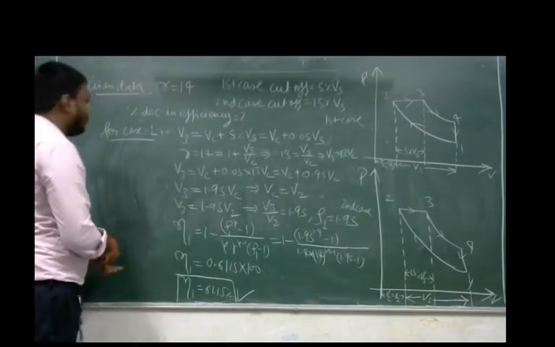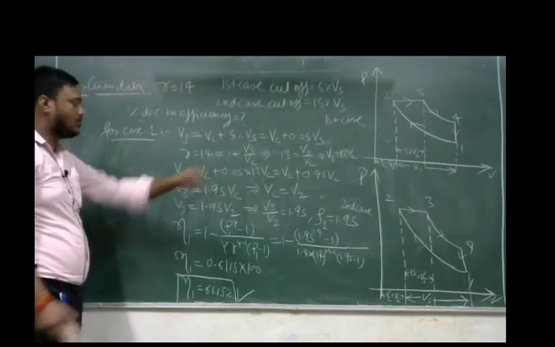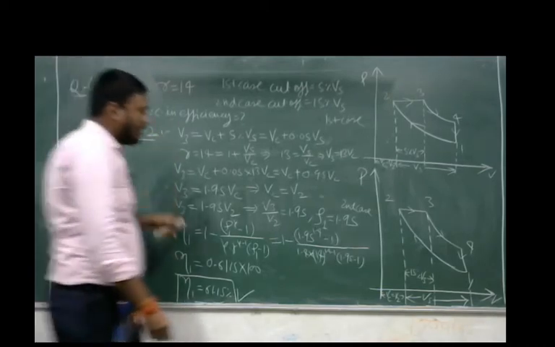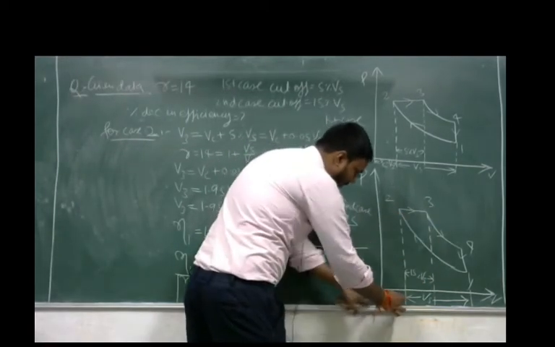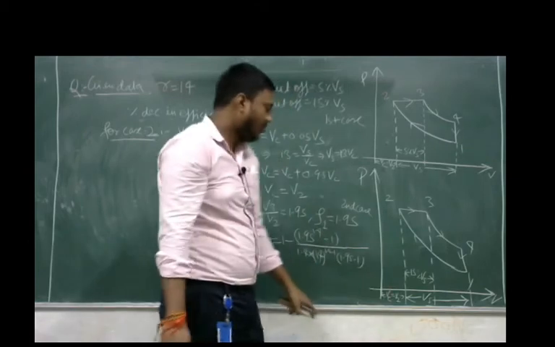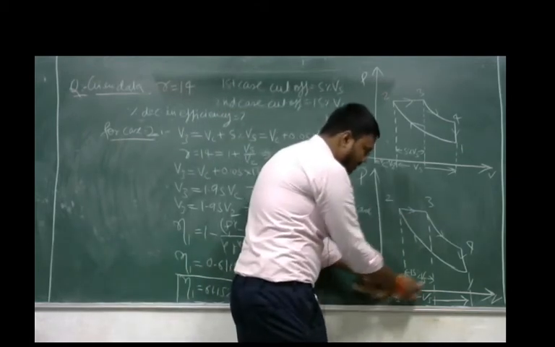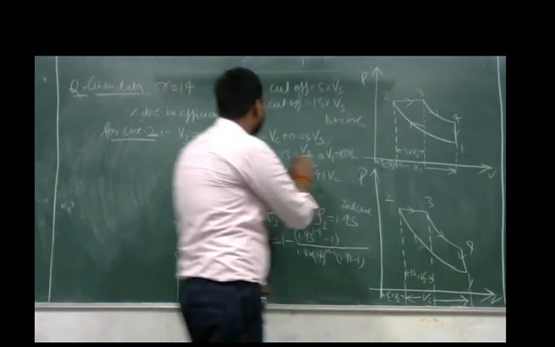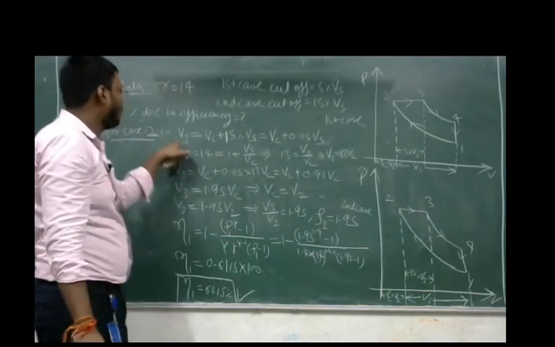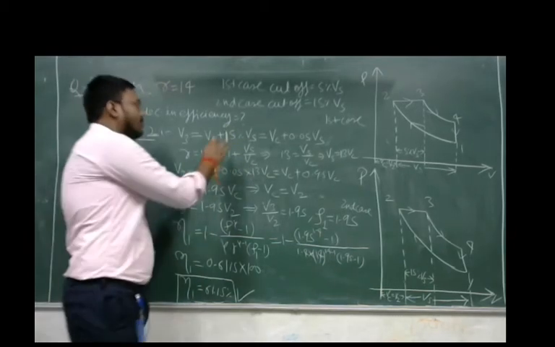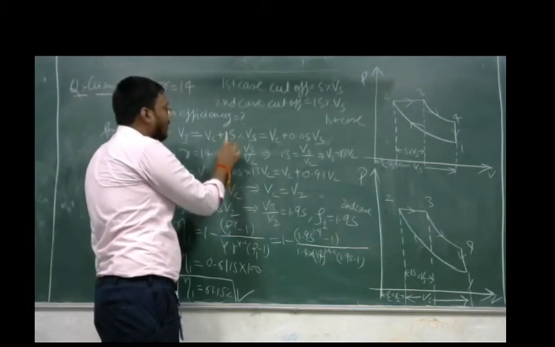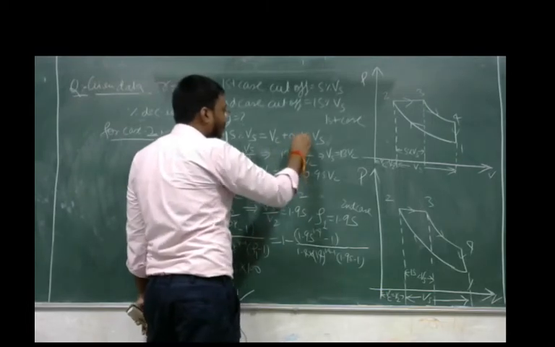Here I am going to repeat the process for case 2. For case 2 we can say that V3 is nothing but Vc plus, now the cutoff changes from 5% to 15%. So V3 is Vc plus 15% of Vs. We have to change this 5% to 15%, because the cutoff has changed. Since it is in percentage, we divide by 100, so 15 by 100 equals 0.15.